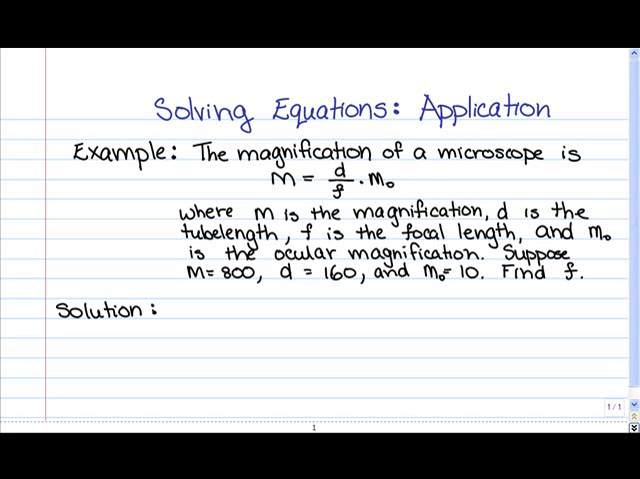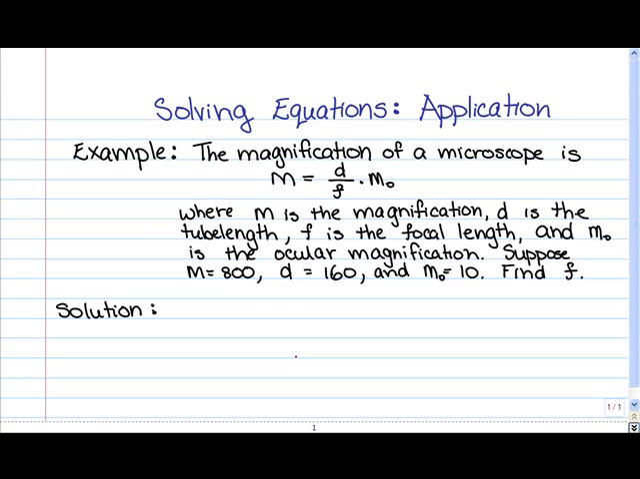In this video, we're going to look at an application problem related to solving equations. In this particular example, we're given that the formula for the magnification of a microscope is m, where m is the magnification, is equal to d, the tube length, divided by f, the focal length, times m naught, the ocular magnification.